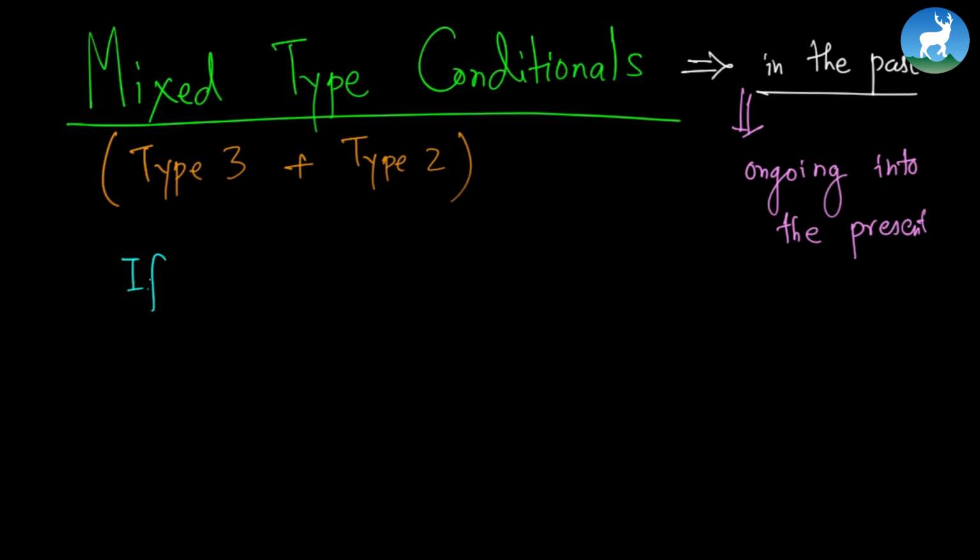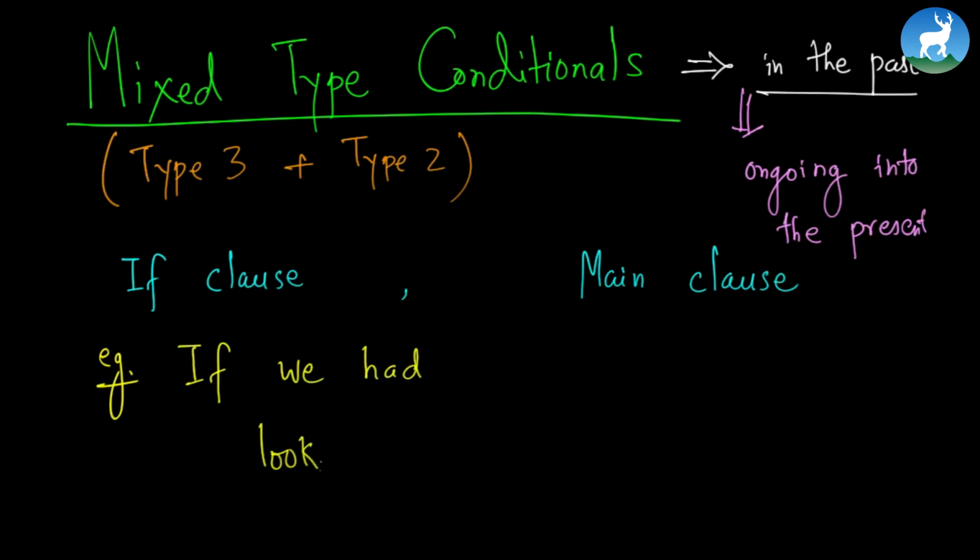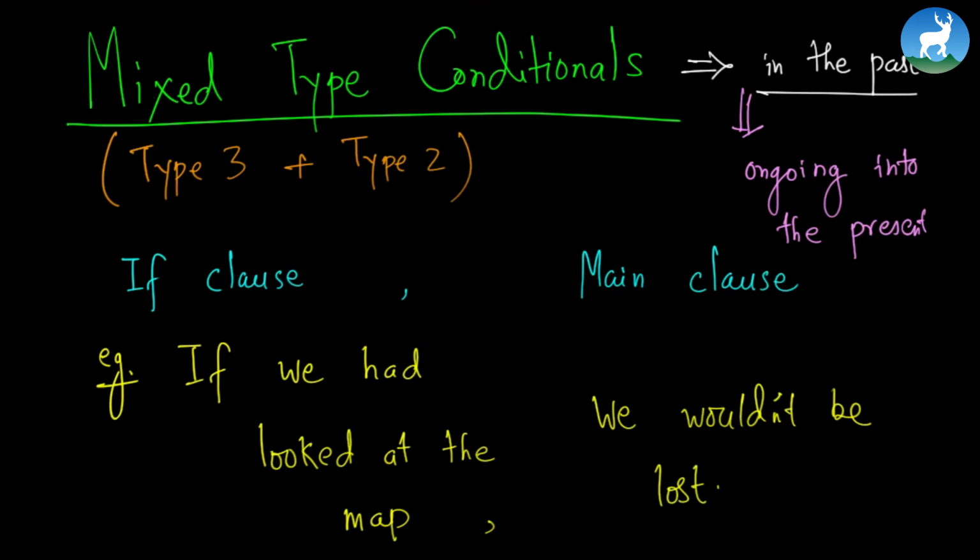So we have the if clause, comma, followed by our main clause. In the if clause, the sentence could be something like this. Let me write a sentence first and we can infer the rule from there. If we had looked at the map, comma, we wouldn't be lost, right? So if we had looked, we have had plus V3, and we wouldn't be lost, we have would plus V1.